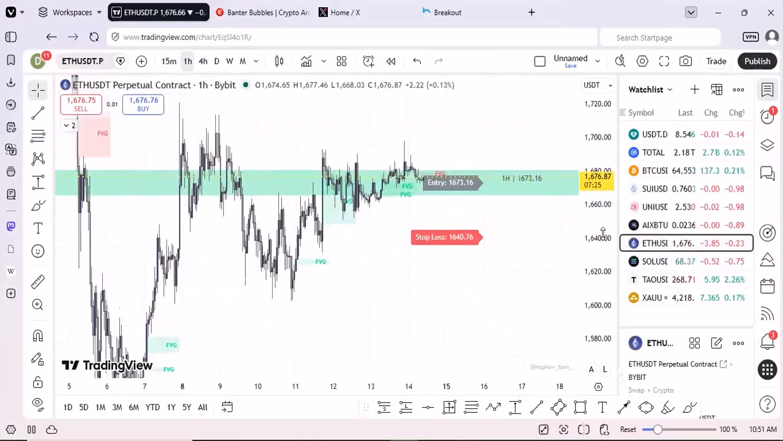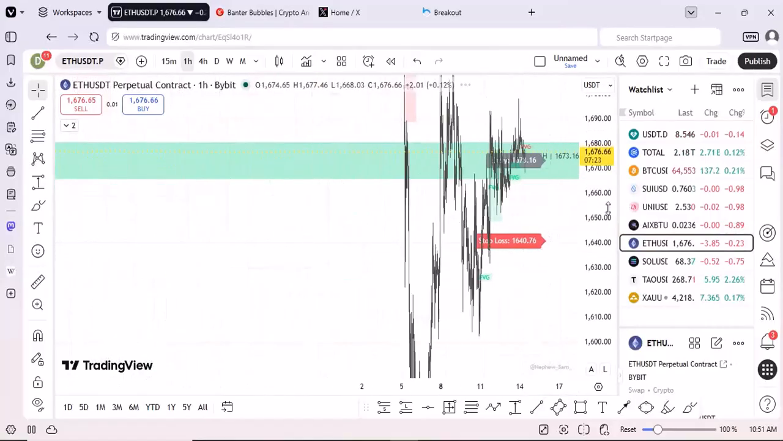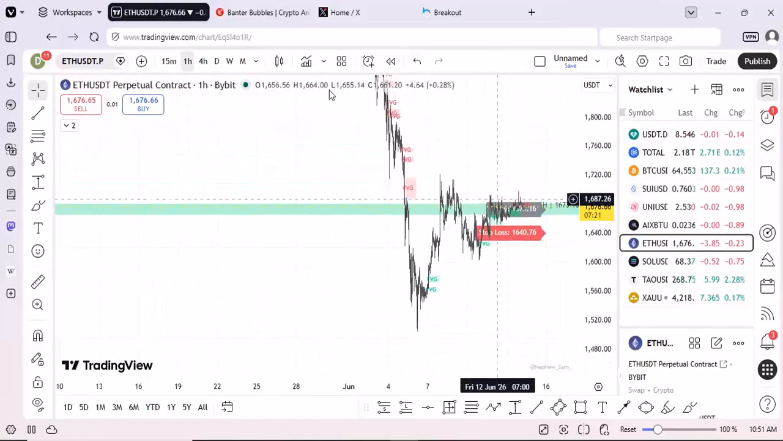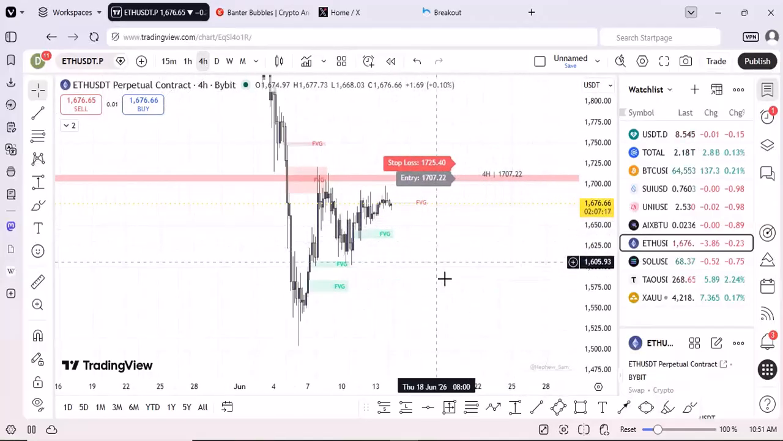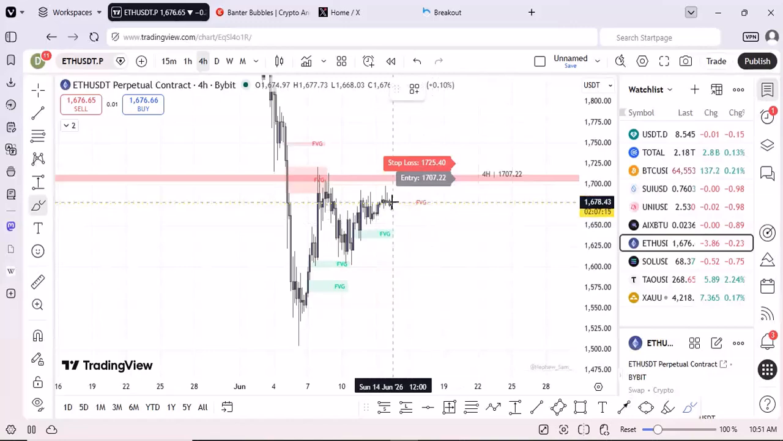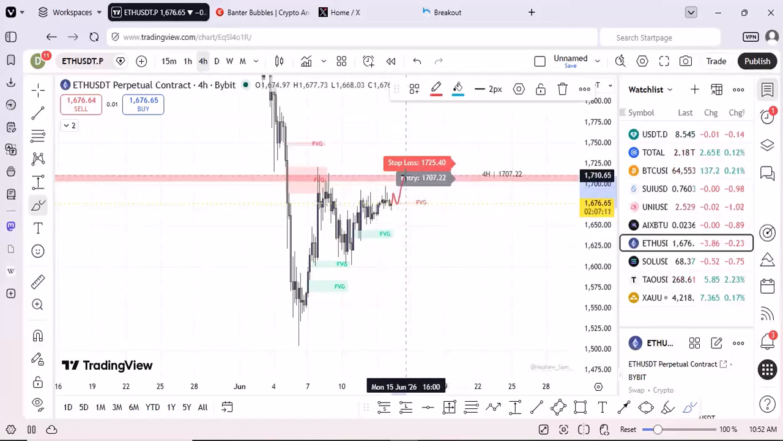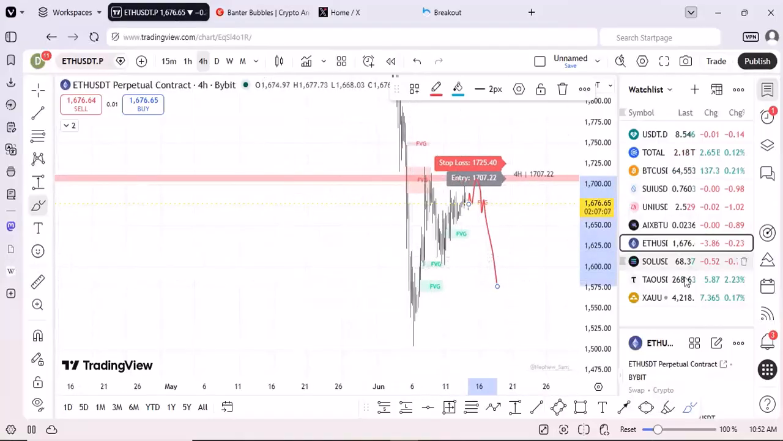Ethereum is showing a long on the 1 hour time frame. If I look at it on the 4 hour time frame, the 4 hour time frame is showing a short, and that makes sense. So here's what's gonna happen. We just come here and then dump back down.